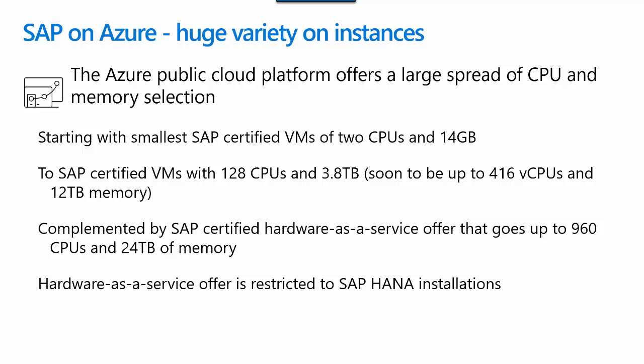I spoke about HANA Large Instances, the physical machines that complement our VM series. These machines we have currently go up to 960 CPUs and 24 terabytes of memory. So as you can see, we have a tremendous range of scalability when it comes down to your SAP workload sizes.